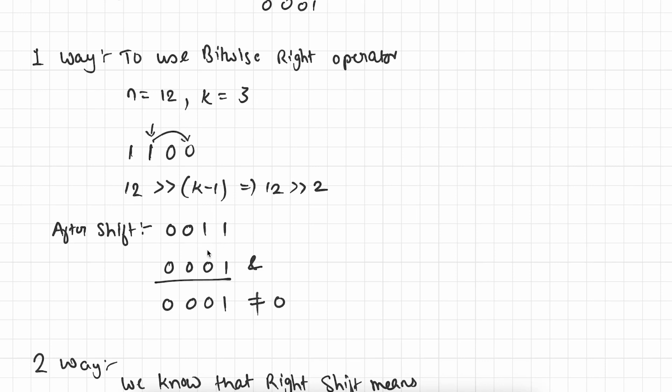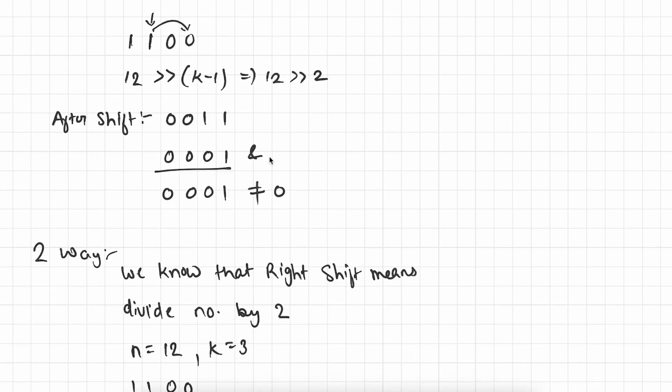Now our task is simple. We just have to do bitwise AND with 1 and we get 1, and that is not equal to 0. It means the third bit of 12 is set. So this is one way to solve this problem. Now let's move on to the second way.